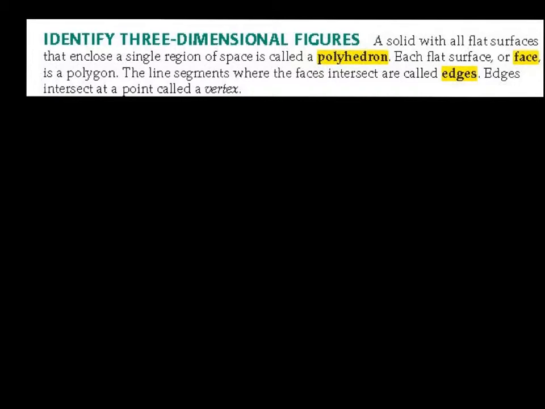A solid with all flat faces that enclose a single region of space is called a polyhedron. Each flat surface or face is a polygon. The line segments where the faces intersect are called edges. The edges intersect at a point called a vertex.